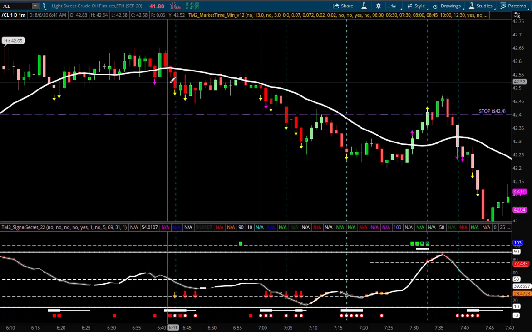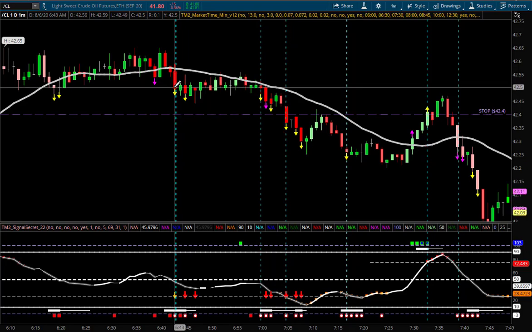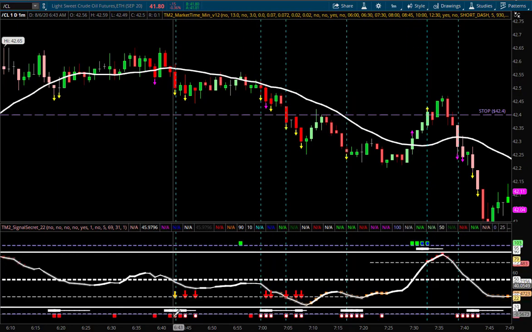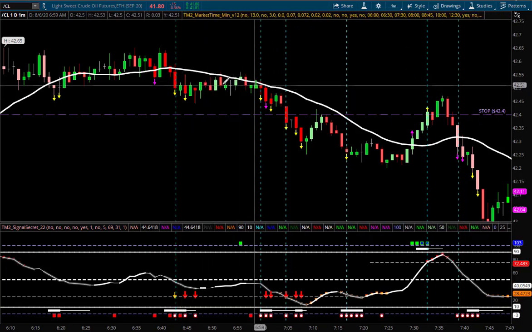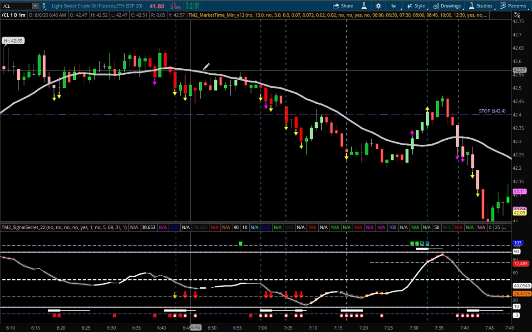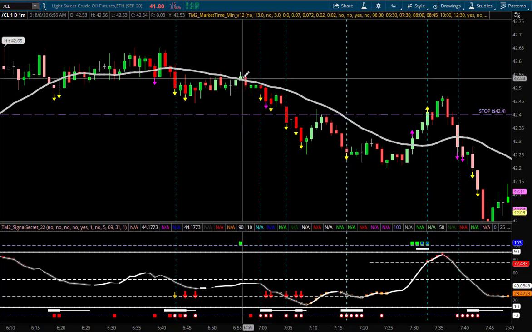Not a complete signal here, but here I get a yellow arrow. I also get a yellow down here below, and I get a dot with a circle in it, and this translates into a win, right? Because it doesn't come back up above my stops. Comes down, gets real close though.